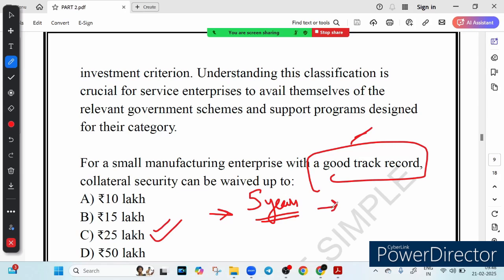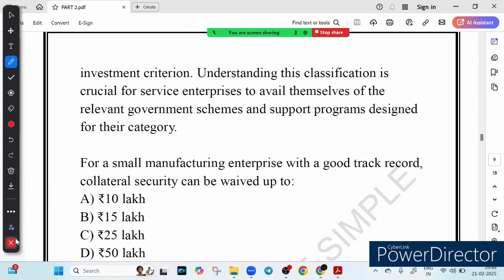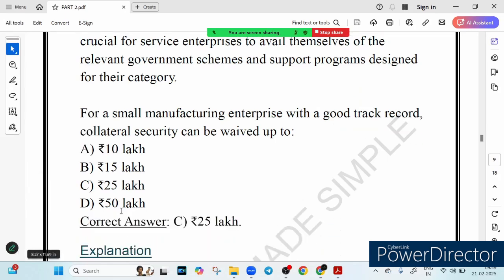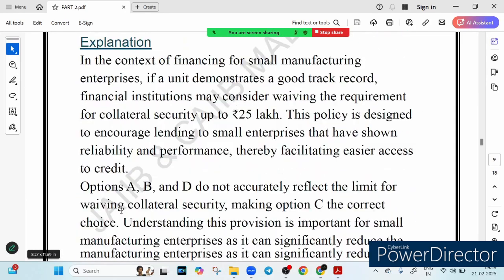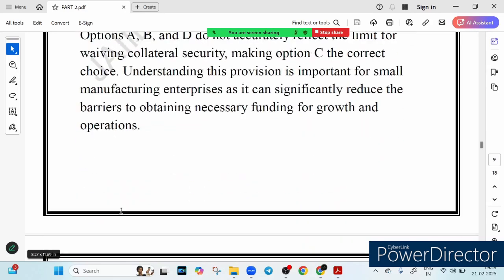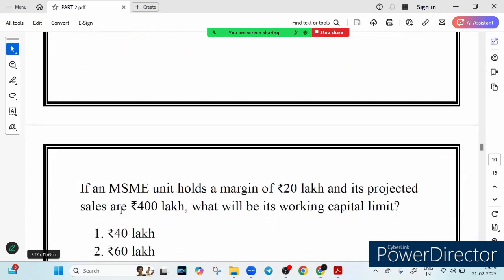50 lakh is wrong. So what we learned: collateral free loan for a small manufacturing enterprise is up to 25 lakh, right? So no need to place any property or asset for the loan within this limit. It encourages small businesses to expand without financial stress. So that is why collateral free loan is applicable.